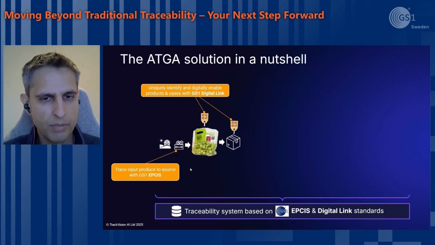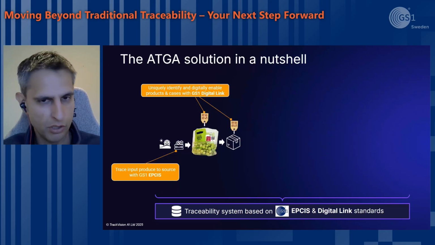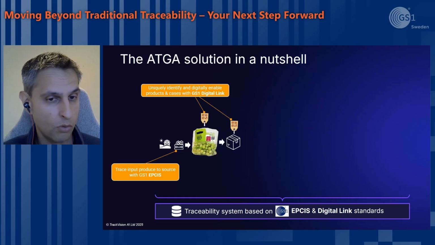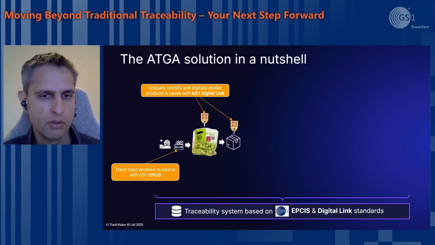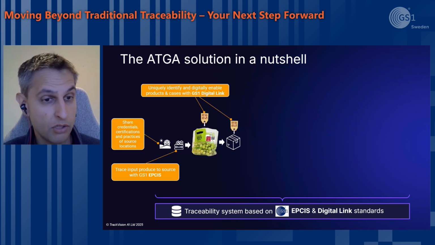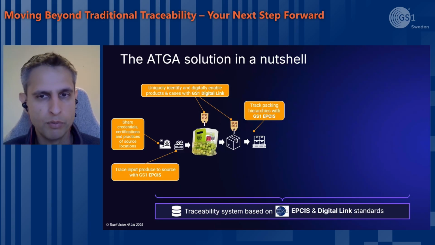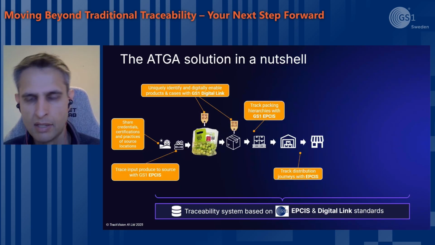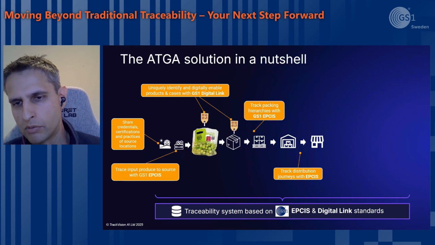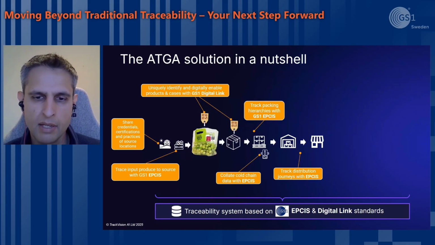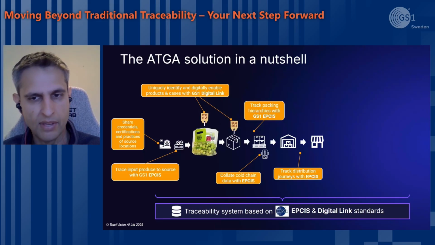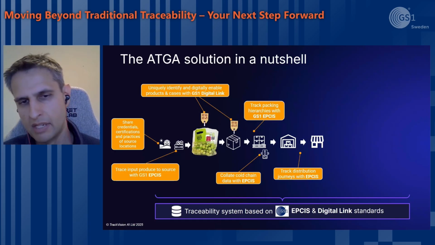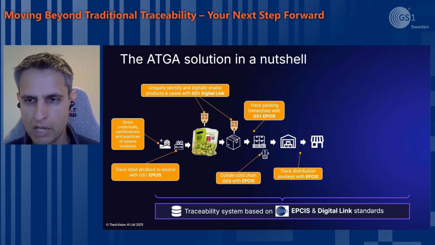The next capability is to trace the input produce that went into those packages back to source: what farm, what patch, what variety, and all sorts of stuff. We're even going to be able to share credentials and certifications that those farms hold, if they want to share that. As we move downstream, we'll track the packing hierarchies. Cases go into pallets, and pallets move through the supply chain, through exporters and onto retailer customers. And we'll be able to use EPCIS to also collate cold chain data, relating the cold chain sensor data to the supply chain and all of the related data within.